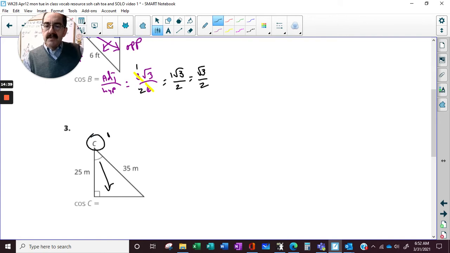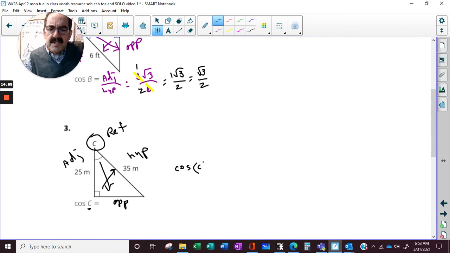Here's our reference. We knew that because they're saying the cosine of the reference angle C. So here's our OPP. Here's our HYP. And here's our ADJ. Alright, so the cosine of angle C is 25 over 35. And you may remember that from the previous page. 5 times 5, 5 times 7.